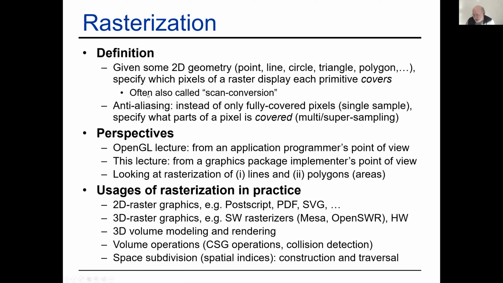So that is what we need to do. Given some 2D geometry, so we've done everything, or sometimes it's 2.5D because I keep the Z value around. We'll get back to that. But mainly we think about objects now in 2D. And there could be points, lines, circles, triangles, and polygons, right? And we'll look at some of these elements. We now need to find out which of the pixels of the raster display are being covered by that object. And that process is often called rasterization today.